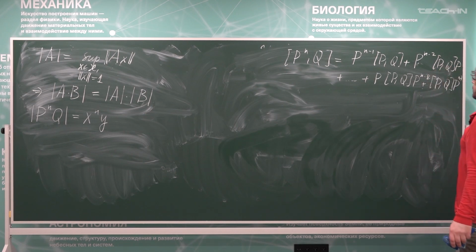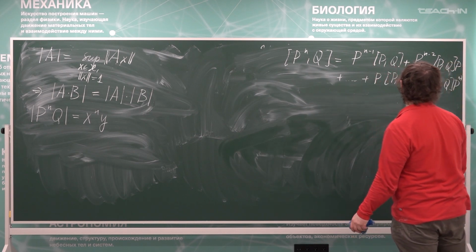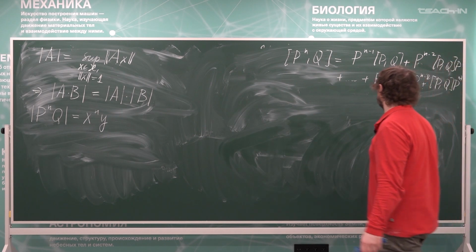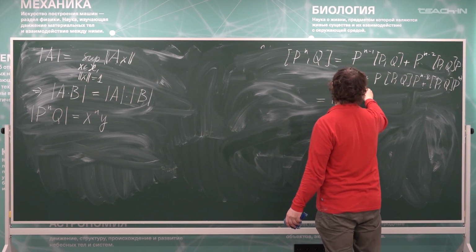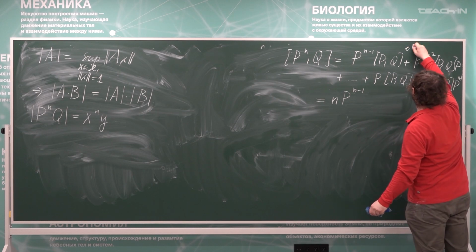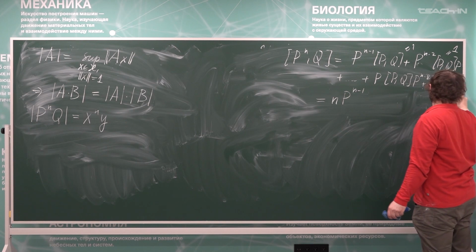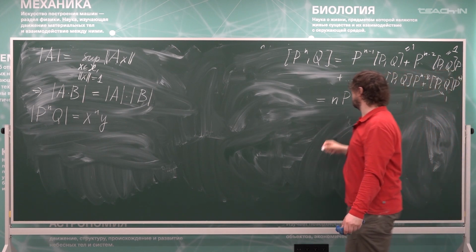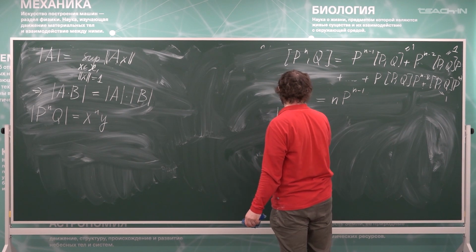So altogether we have n terms here. Each term has the form p^(n-1) because this commutator is always equal to 1. And hence we have this formula and we can compute the norm.